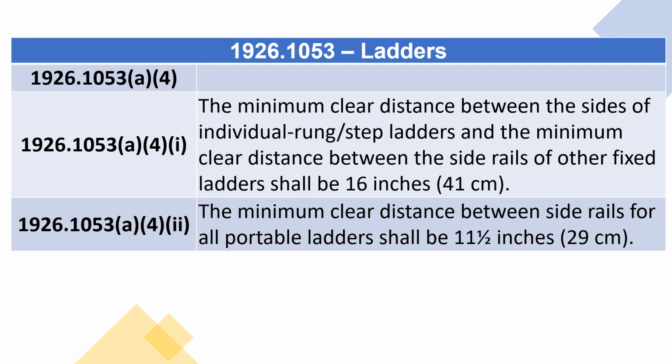1926.1053(a)(4)(i) through (a)(4)(ii): The minimum clear distance between the sides of individual rung/step ladders and the minimum clear distance between the side rails of other fixed ladders shall be 16 inches (41 centimeters). The minimum clear distance between side rails for all portable ladders shall be 11.5 inches (29 centimeters).